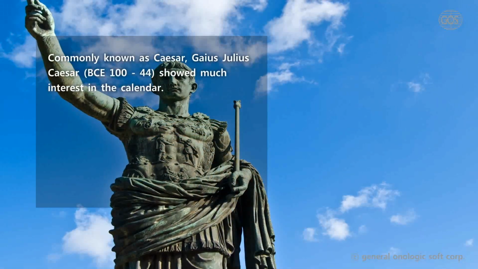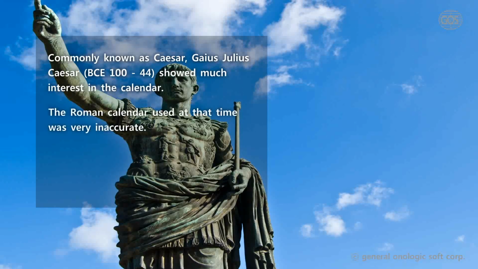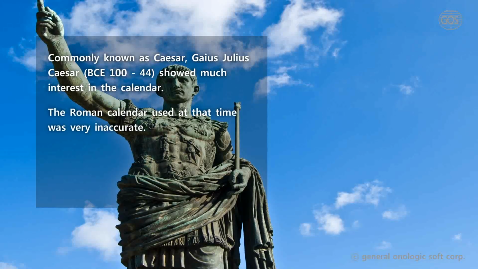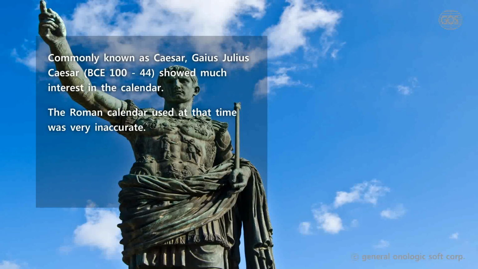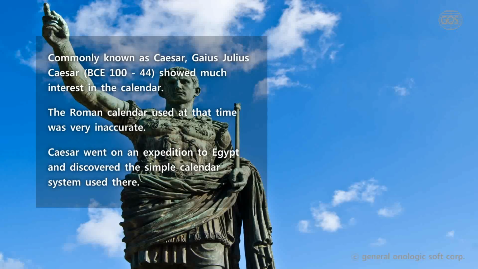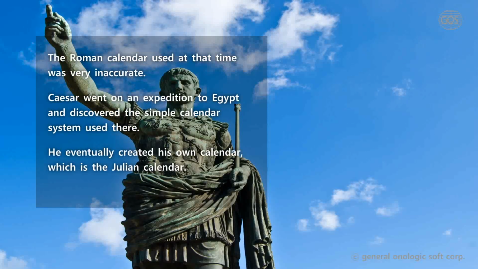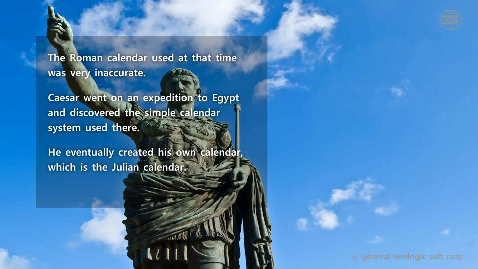Commonly known as Caesar, Gaius Julius Caesar showed much interest in the calendar. The Roman calendar used at that time was very inaccurate. Caesar went on an expedition to Egypt and discovered the simple calendar system used there. He eventually created his own calendar, which is the Julian calendar.